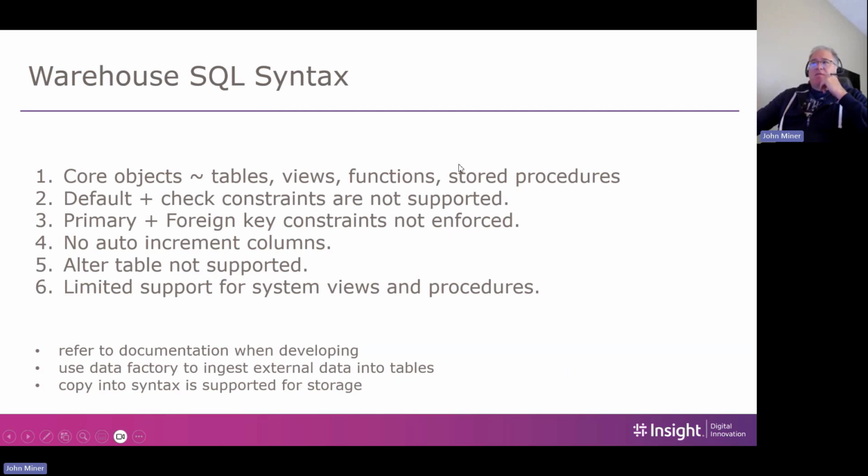Okay, warehouse syntax. Core objects: tables, views, functions, stored procedures. Most of them work. Guess what? There's limitations because it's a warehouse. It's not a SQL database, okay? It's not a relational database. So for instance, default and check constraints are not supported. Primary and foreign keys are not supported. There's no auto increment. There's no alter table. This has been changed, so this was added after Build just recently. Limited support for system views and stored procedures. So basically, refer to documentation when developing. It's going to be constantly changing. It's a new product. Use Data Factory to ingest into staging tables, or you can use the copy syntax, okay?